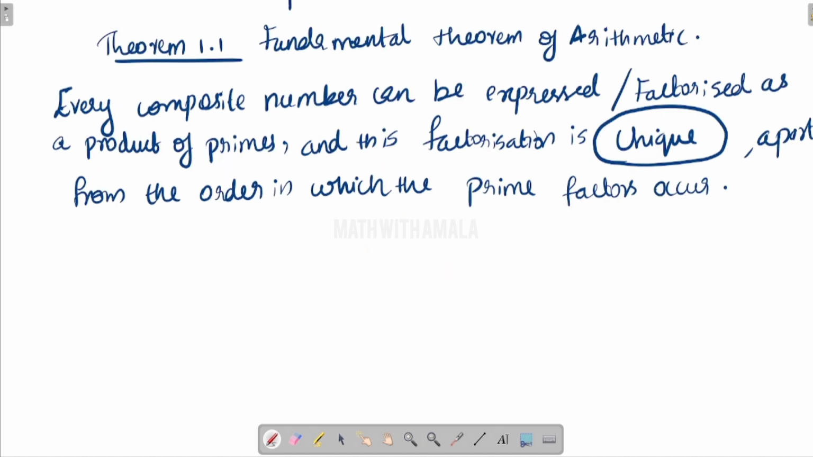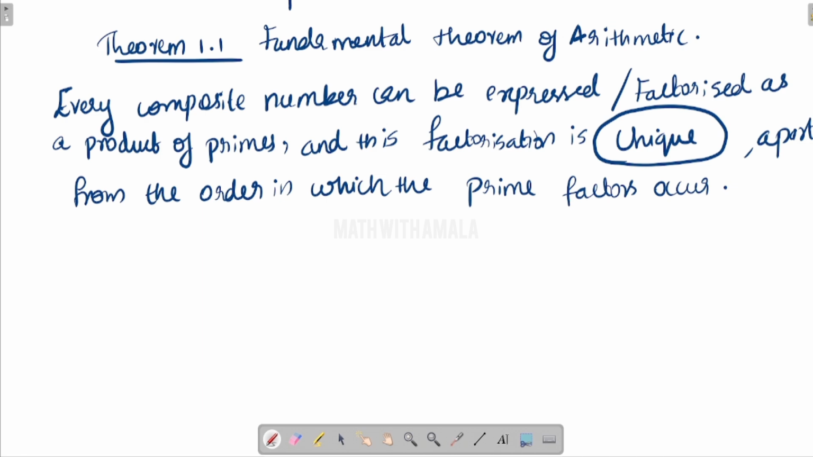Let's state this as Theorem 1.1, the fundamental theorem of arithmetic. Every composite number can be expressed or factorized as a product of primes, and this factorization is unique apart from the order in which the prime factors occur. So we can note two things here: the uniqueness and also the order in which the prime factors occur.